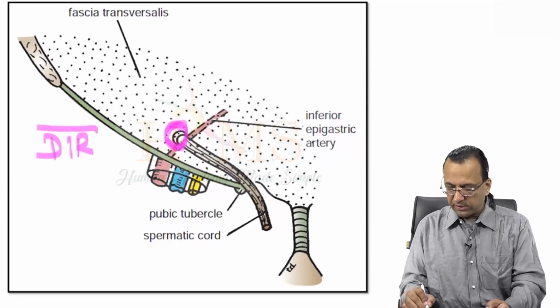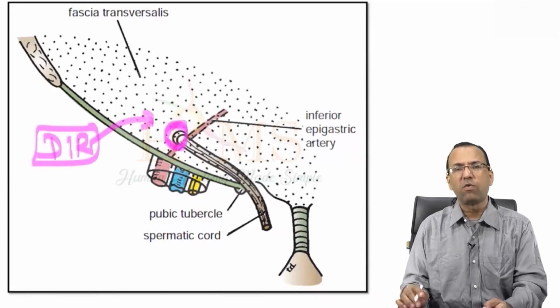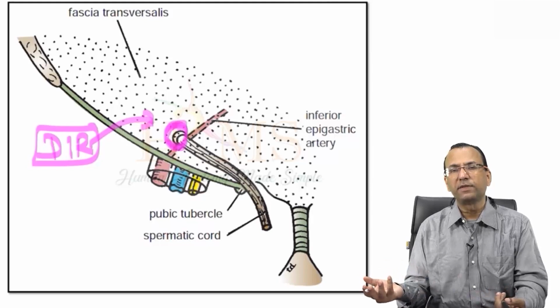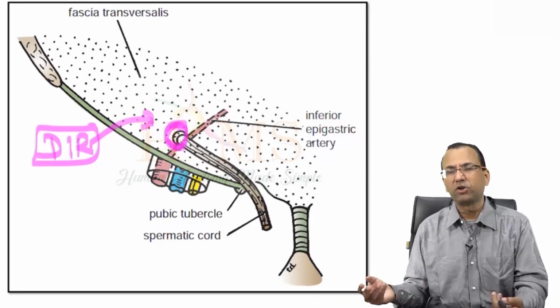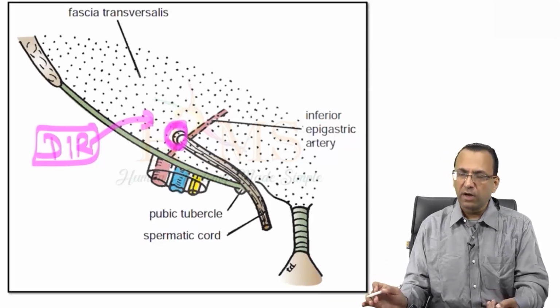So, deep inguinal ring is a defect in the transversalis fascia for what? To let the testis come. And now what is coming? The spermatic cord is coming into the inguinal canal.